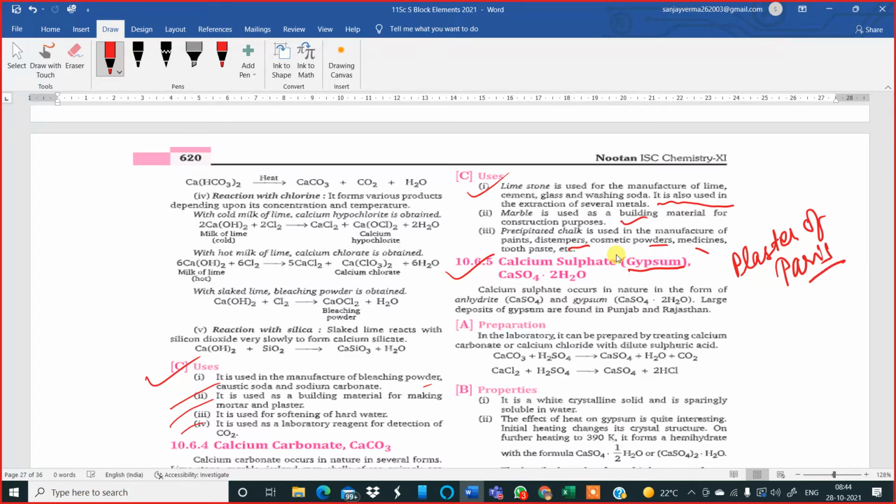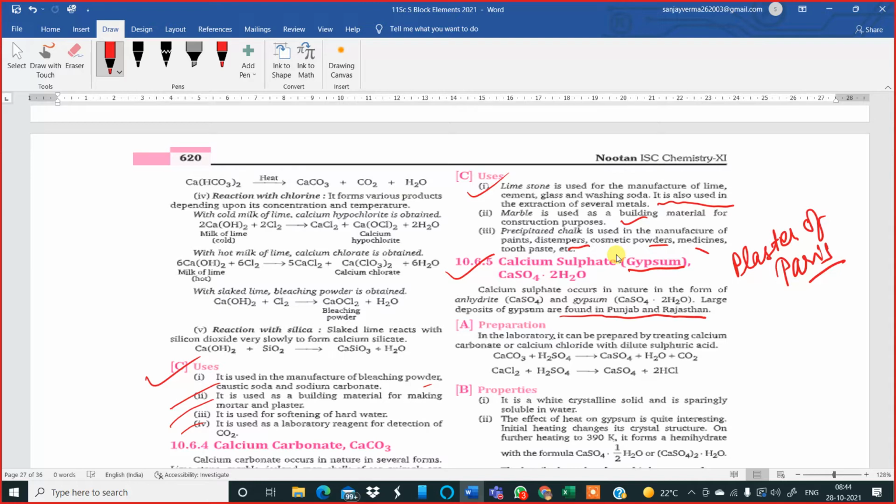Now, it occurs in nature in the form of anhydrite, calcium sulfate, and gypsum. Large deposits of gypsum are found in Punjab and Rajasthan. That's why we import all the marbles and the tiles for flooring, the building material. They are manufactured in factories, most of which you will find in Punjab and Rajasthan only. Okay, now for this plaster of Paris, only the preparation from gypsum is required.